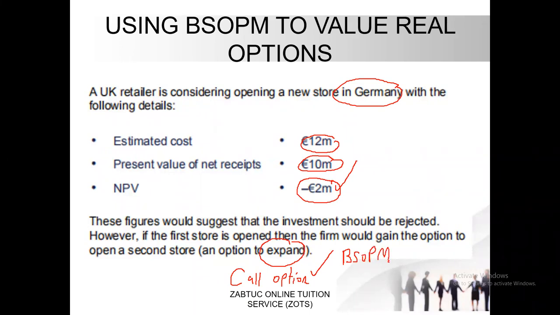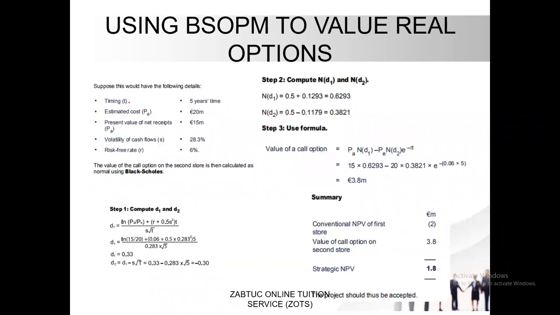You can use a Black-Scholes option pricing model to value the second project. Suppose this has the following: in 5 years' time the project will spend 20 million as the exercise price, and the present value of net receipts is 15. The volatility of these cash flows from the second project is 28.3, and the risk-free rate is 6.